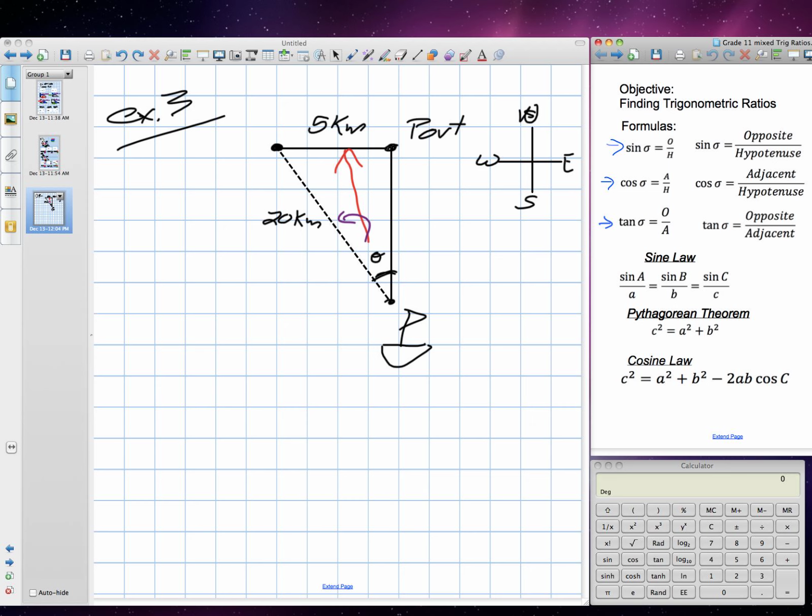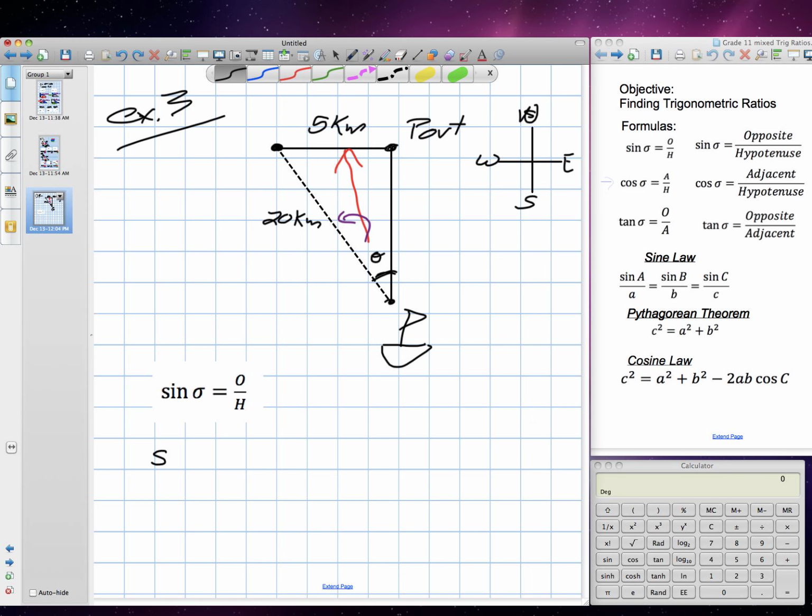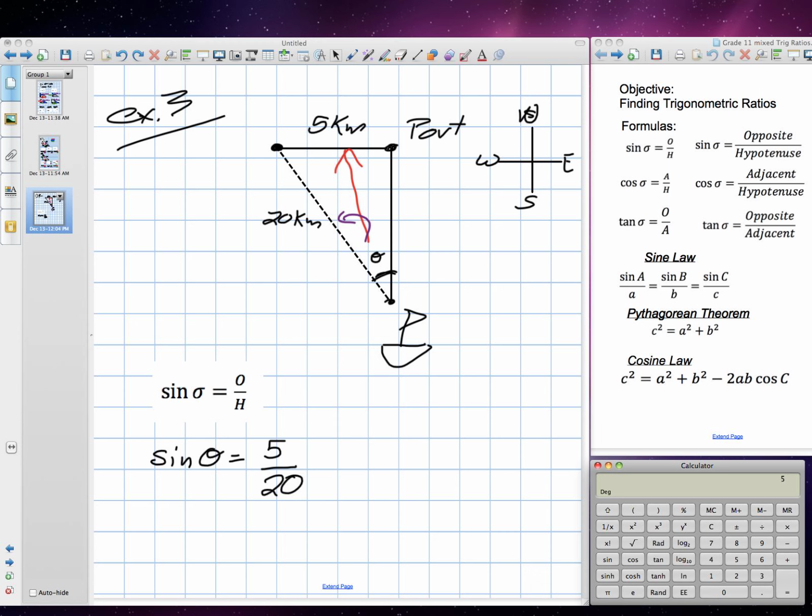Okay, that's right. Our sine theta. Our opposite side is 5 kilometers. Our adjacent side is 20 kilometers. Okay, I can divide those two. 5 divided by 20, 0.25. So we have sine theta is equal to 0.25.